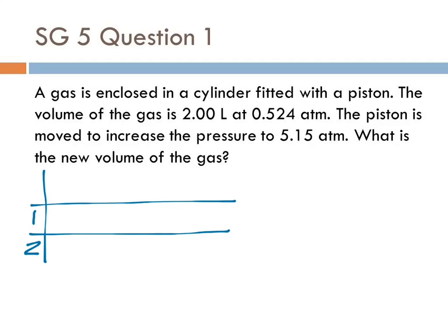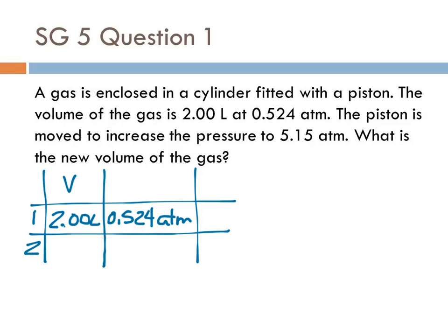And we'll just put the numbers in as we come across them. The first number is 2.0 liters. And that is what quantity related to gases? Pressure, volume, temperature, or number of moles? That's the volume, so we'll label that V. The next one is 0.524 atmospheres, and what is that? That's the pressure. And then it says the piston is moved, so this is our new circumstance, to increase the pressure. So we're given another pressure, so we'll write that in that same column, 5.15 atmospheres. And that's all the numbers.